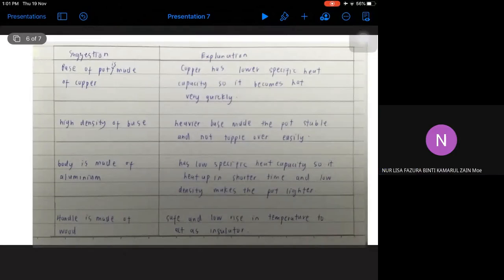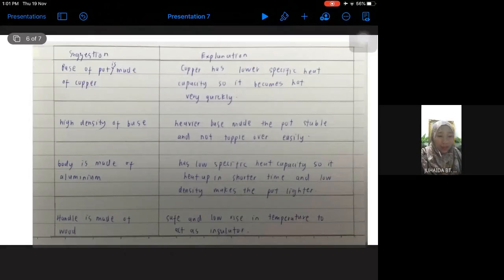Low specific. Yes. So point number 1, material for making the pot. Dalam soalan ni dia bagi material for making the pot kan. So kita boleh kata macam yang Dura jawab ni, dia kata base of the pot. So kita boleh kata base of the pot is made of low specific heat capacity material.